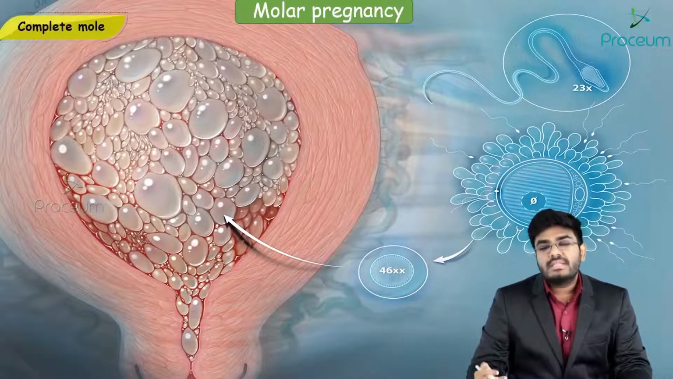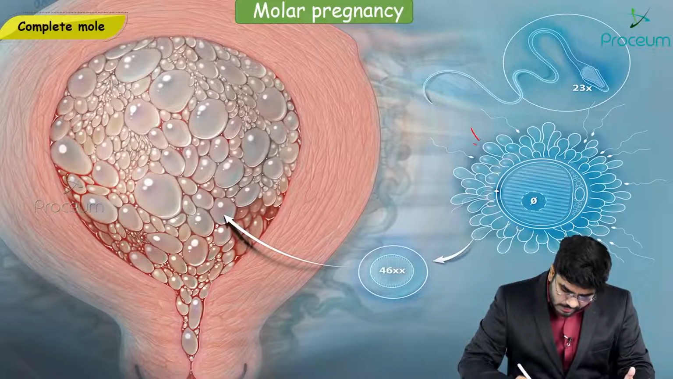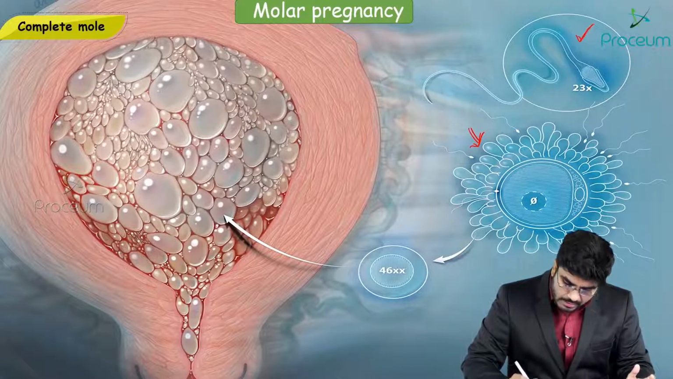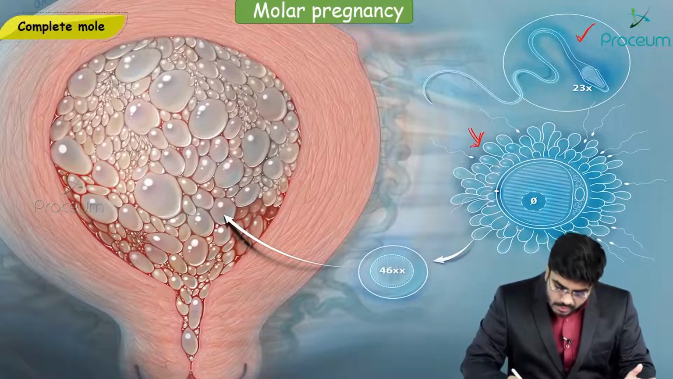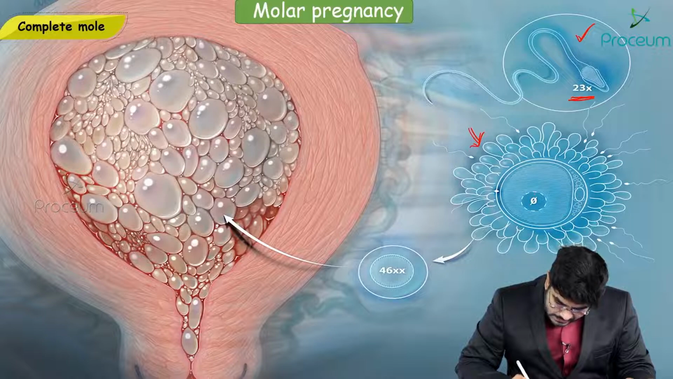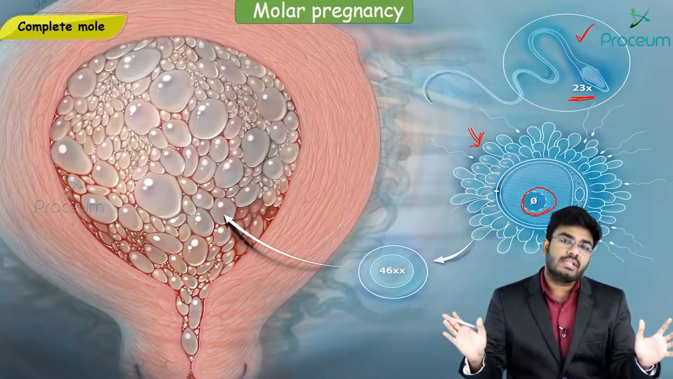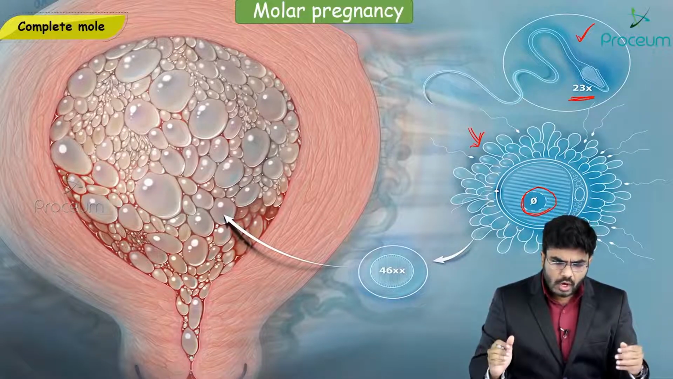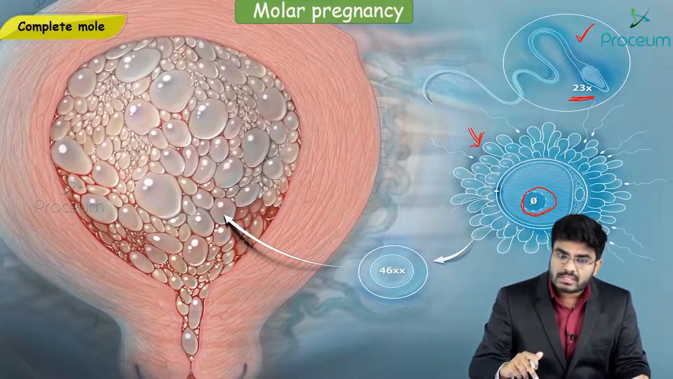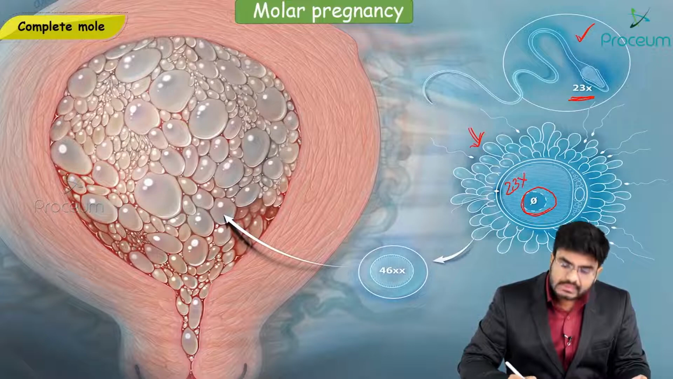Okay, complete mole. Why exactly is this complete mole happening? Now please concentrate, guys. Whatever you are seeing over here, this is an ovum and this is your sperm. This is something normal. The sperm is carrying 23 chromosomes, something normal. But here, please concentrate on the ovum. In the ovum, there is no genetic material, it is empty. So whenever the ovum has no genetic material, if a sperm fertilizes such an ovum, what happens? Now this 23 is going to enter over here, 23X for example.